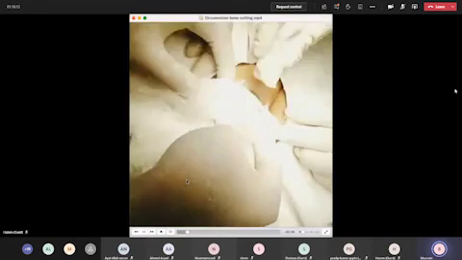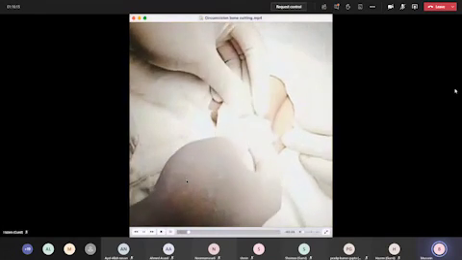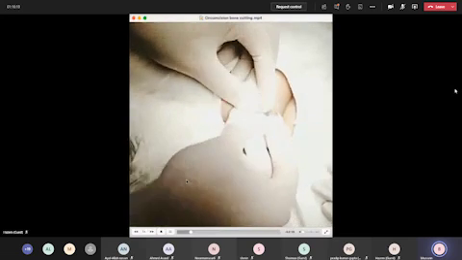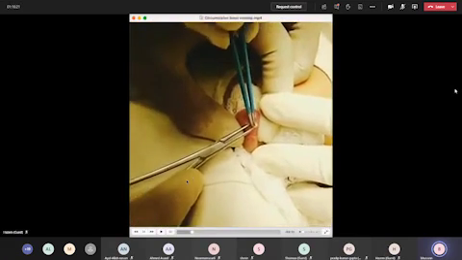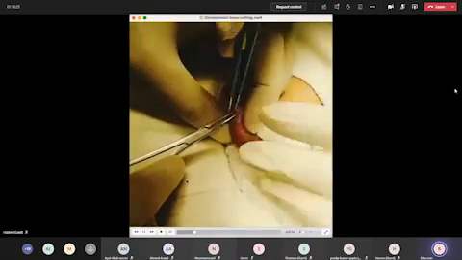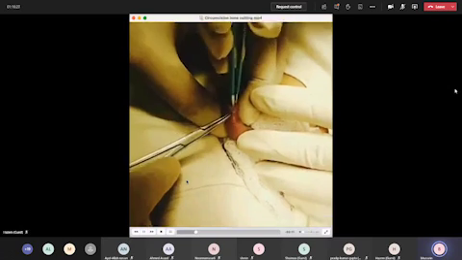It becomes really scarred, and then you make sure that the glans is mobile, then you sort of shave the skin off with your forceps, whatever forceps.